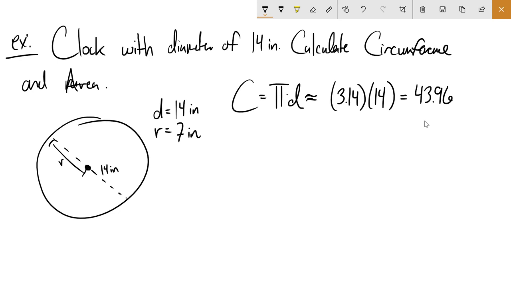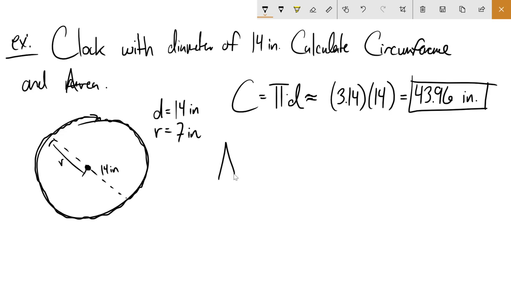What's the units here? Inches. Remember, circumference is a distance. It's the distance around. So it'll be measured in inches. So then if we go to area, area is pi times r squared. So for pi, we use 3.14. The radius, we figured out was 7.